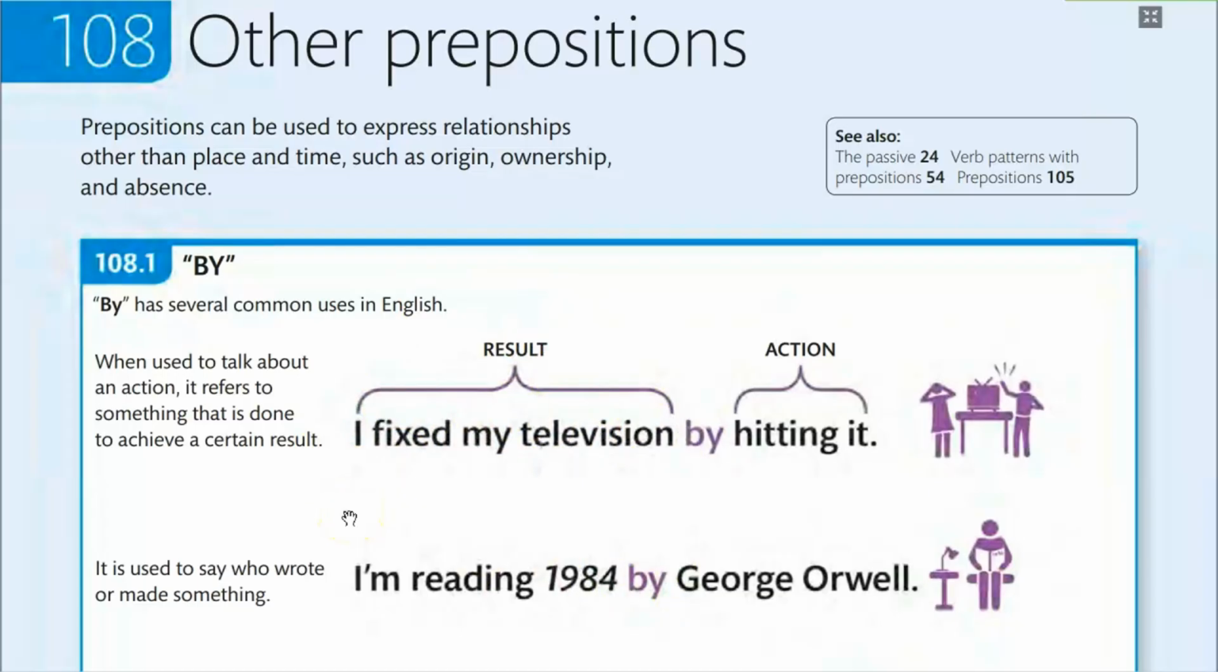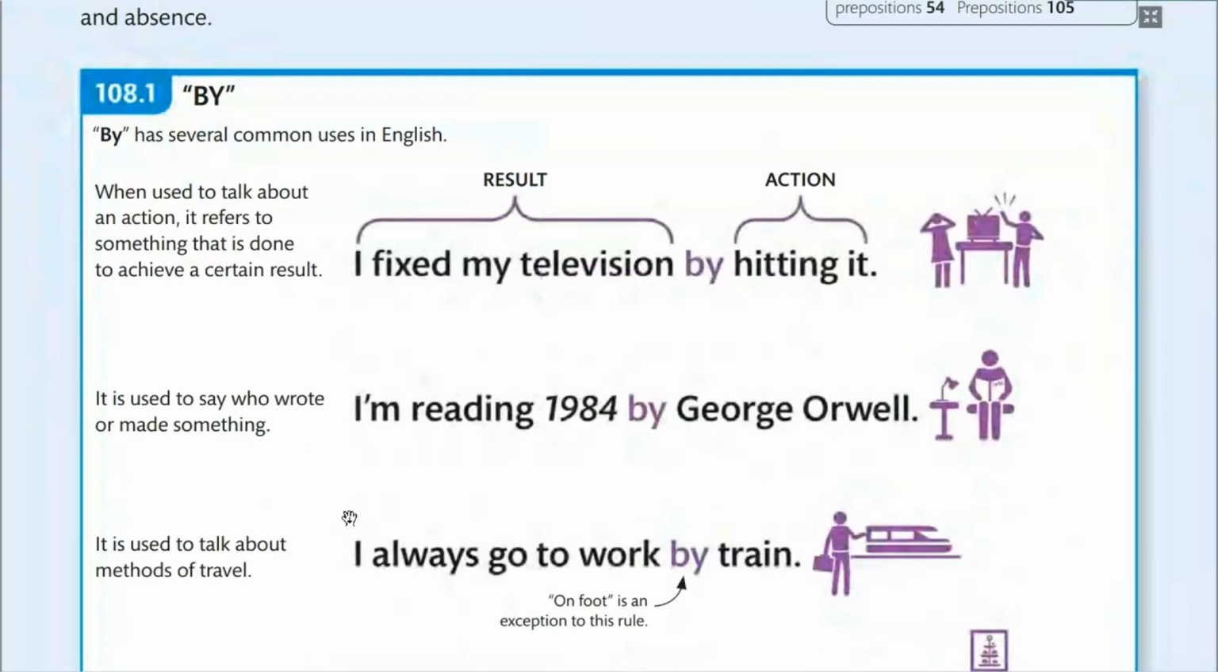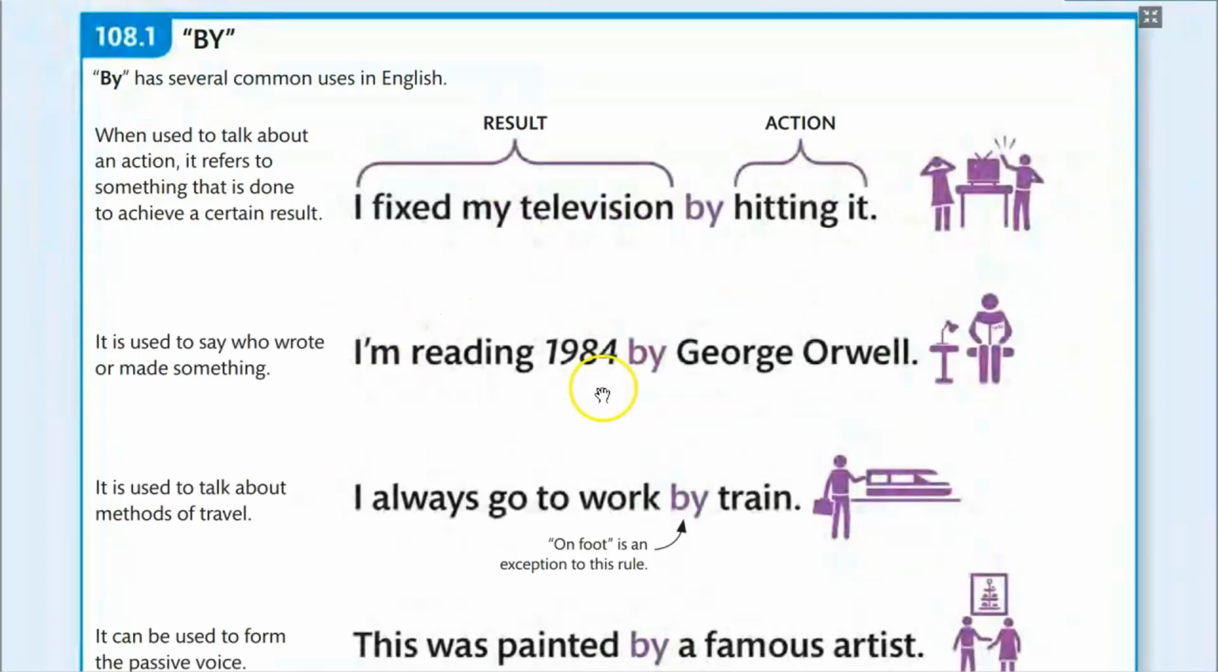Also, we use by to talk about who wrote something or made something. I'm reading 1984 by George Orwell. That is written by George Orwell. I am eating the cake made by my sister. Made by my sister.